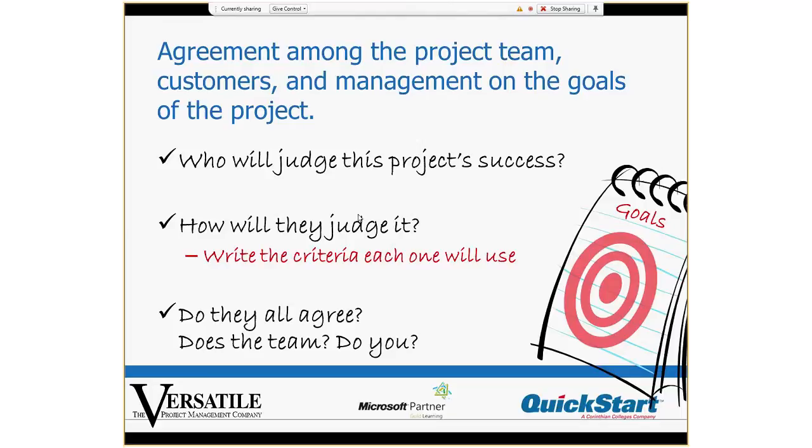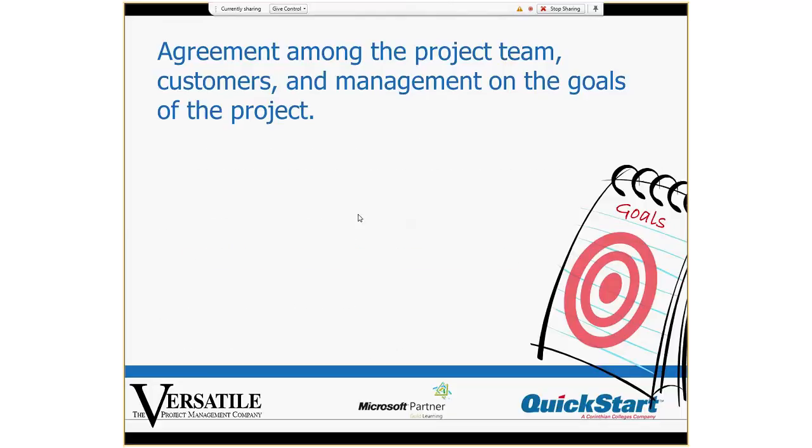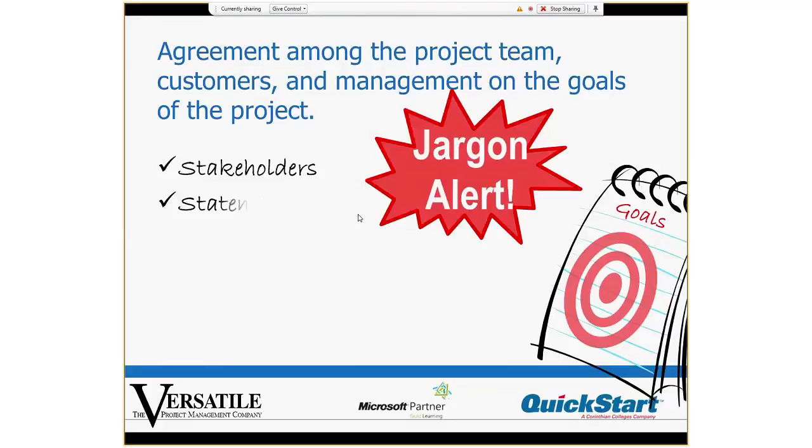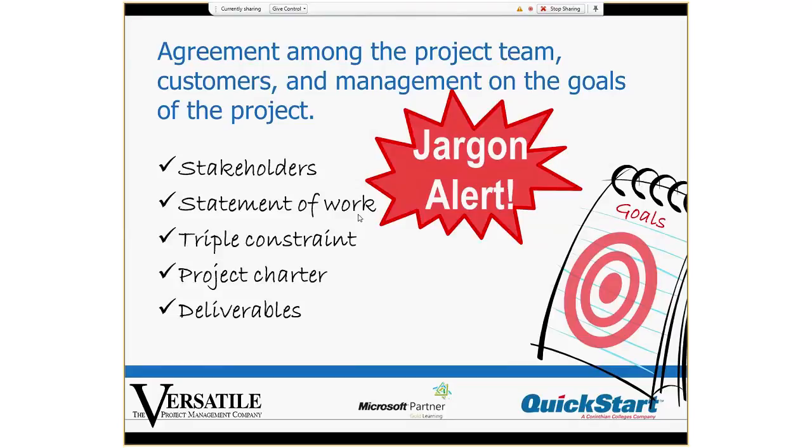Again, notice it was pretty straightforward, very little jargon. But here's the jargon alert. Okay, so that's the success factor. If you want to learn really how to do this stuff, if you wanted to learn the discipline of project management, what you would start to learn are terms like stakeholders, statement of work, triple constraint, and these are the kind of project management terms and techniques that help you gain clear expectations among all your stakeholders.